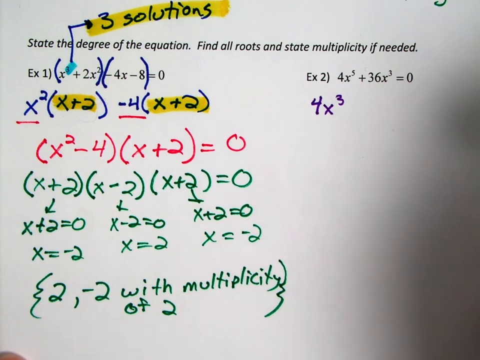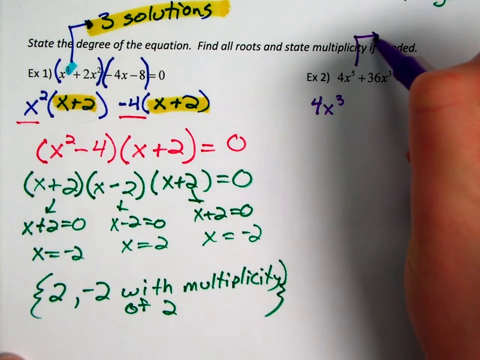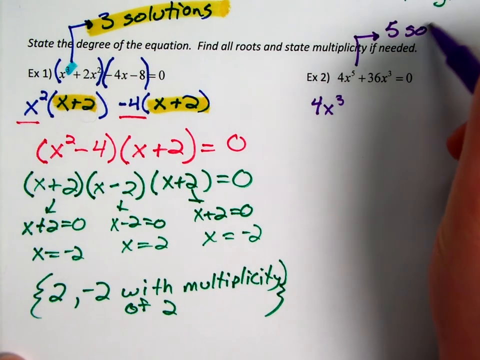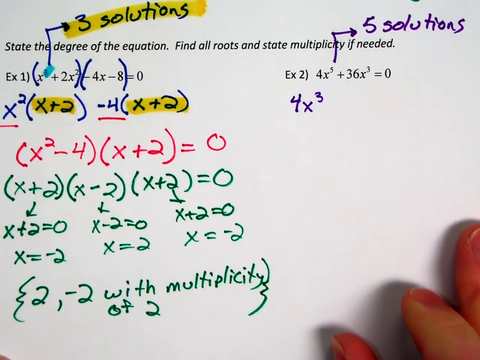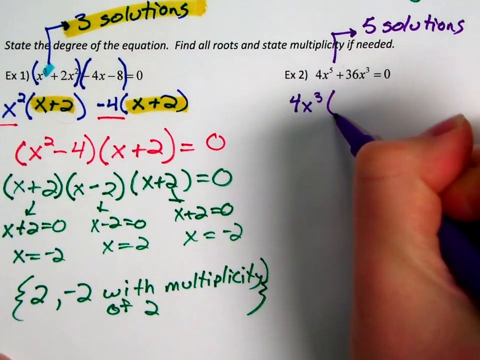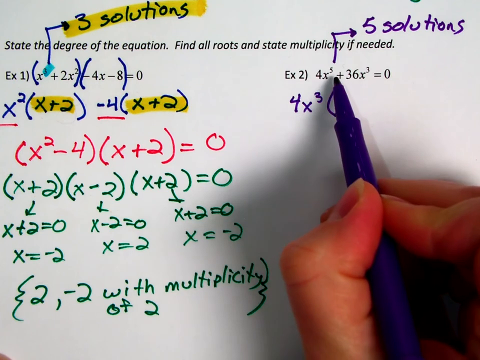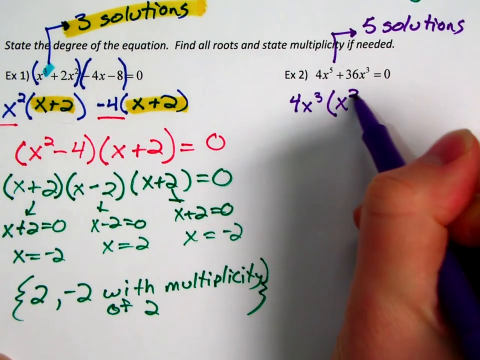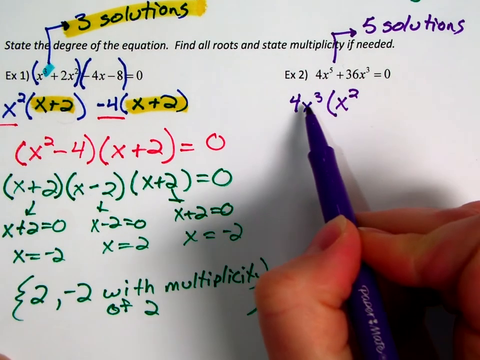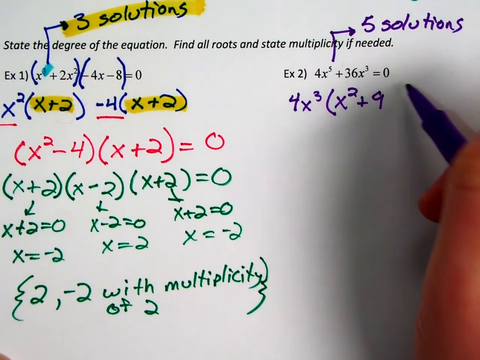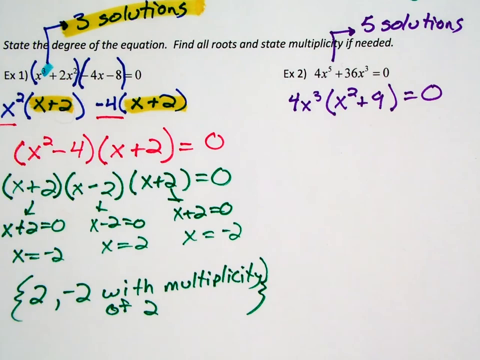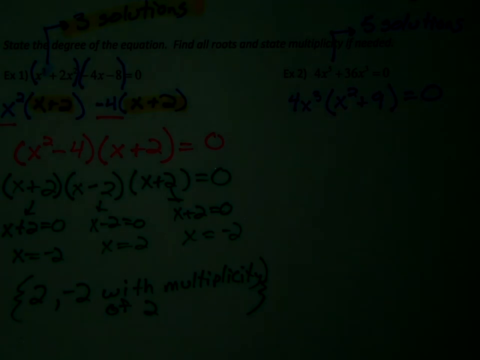Now when I get to the end of this, I need to confirm that I have 5 solutions, because I will need 5 solutions since my highest exponent is 5. So my GCF is 4x to the 3rd. So I would need 2 more x's to get to x to the 5th, so we have an x squared. 4 times 9 would be 36, and we already have our x cubed, so I don't need to worry about that, equals 0.